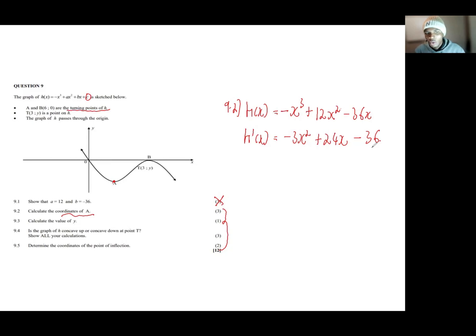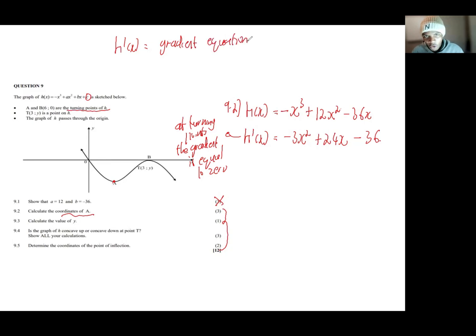But what else do we know? We know that at the stationary points or the turning points, our derivative is always equated to 0. Why? Because we know that at the stationary point, the gradient is 0. The gradient is equal to 0. Now, why are we relating this to the gradient? Remember that h prime x, the first derivative, is the gradient equation.